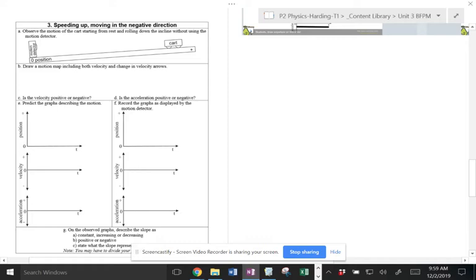Situation 3. So the track's higher on the right side. The motion detector is down here at the bottom of the track. The cart is going to start out up here at the top of the ramp. I'm going to let go of it. It's going to become interesting when it leaves my hands. And then pounce on it right before it gets to the bottom. So what are those graphs going to look like?